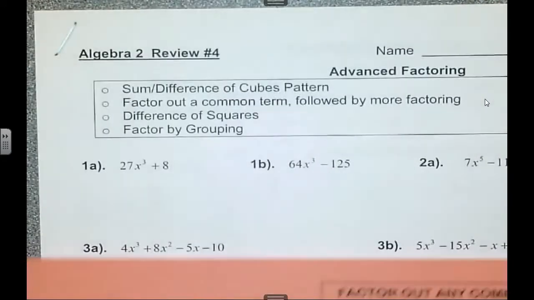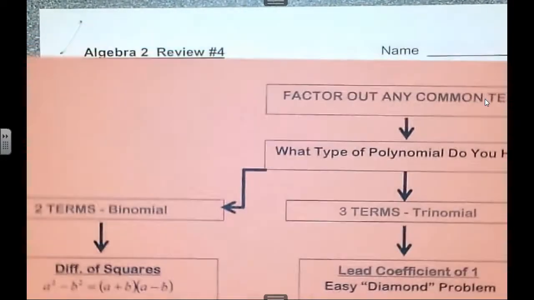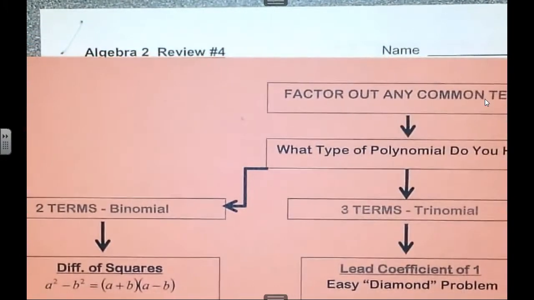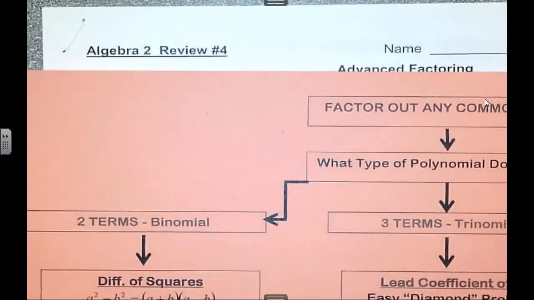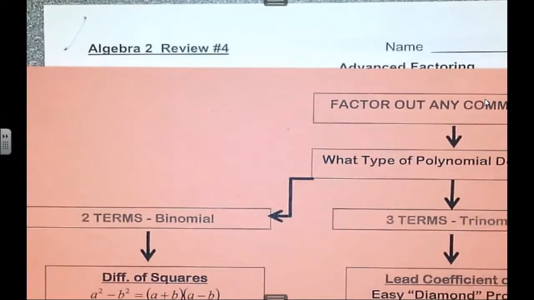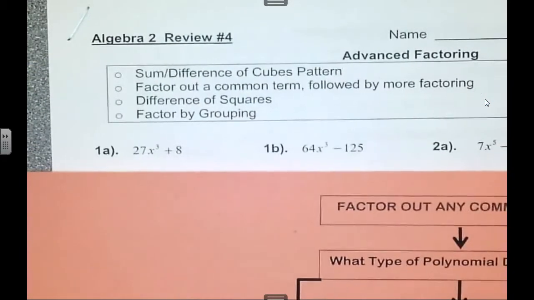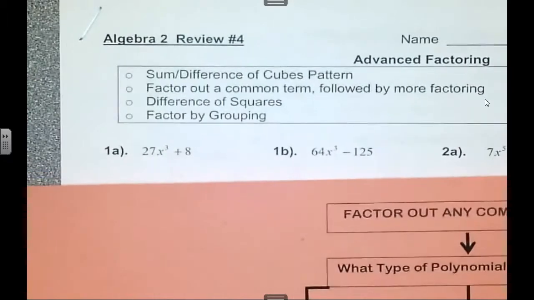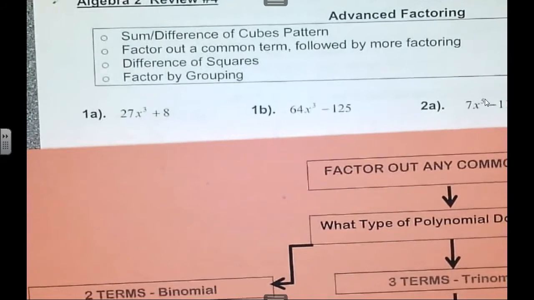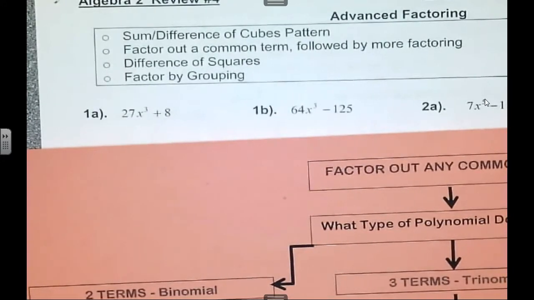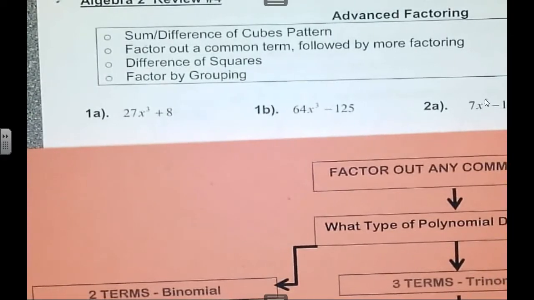Hey, 1A, what do I have there? Determine what you have. Well, I'm going to use my chart. Can I factor out any common terms? Well, nope. What type of polynomial do I have? Do I have 2 terms, 3 terms, or 4 terms? I have 2 terms. Is it a difference of squares? Well, I have 27 and 8. Do I have a 27 or 8 in squares? Nope. I do have a 27 and 8 in cubes, so I know that it is a sum of cubes.